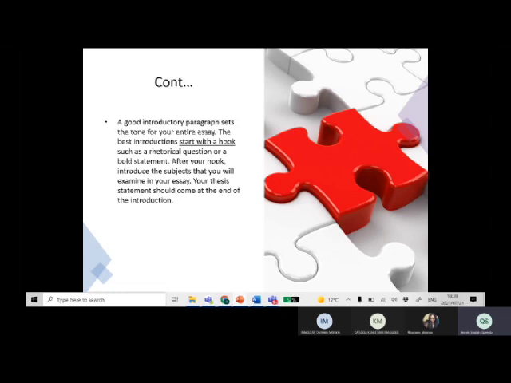The best introductions start with a hook. We already explained what a hook is, right? Something that grabs the reader's attention and introduces the topic, such as a rhetorical question or bold statement. After your hook, introduce the subjects that you will examine in your essay. Your thesis should come at the end of your introduction when you're looking at the comparative essay.